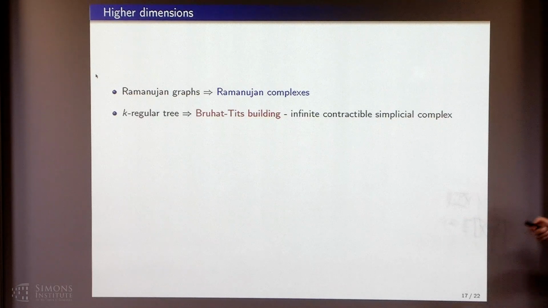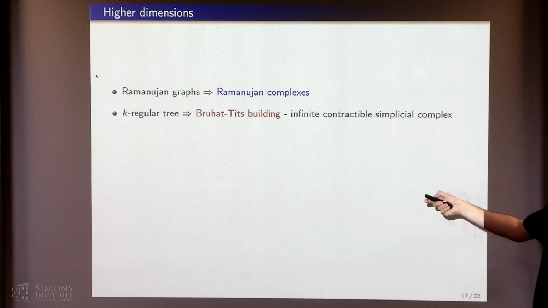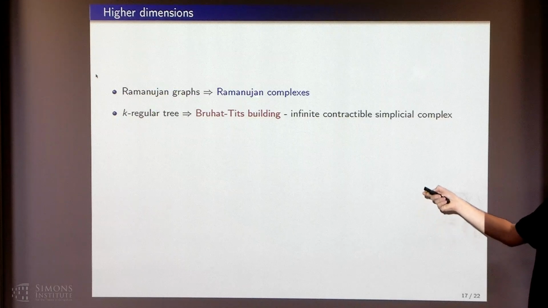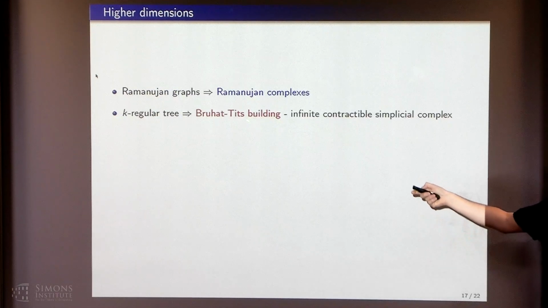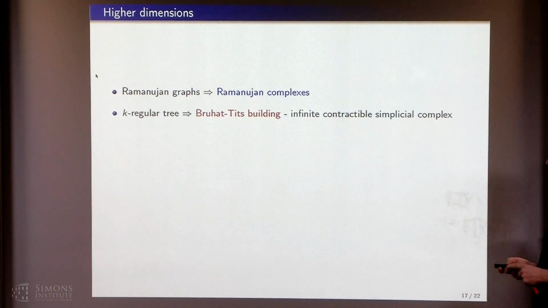And Bruhat-Tits buildings are infinite contractible simplicial complexes, and in dimension 1 they really are trees. So infinite contractible simplicial complexes of dimension 1 are trees. In higher dimension it's something else. Ramanujan graphs are quotients of the tree which behave like the tree in terms of the spectral theory. And here's the same thing. Ramanujan complexes are quotients of the Bruhat-Tits building which behave like the building in terms of the spectrum. So you can ask everything about them.